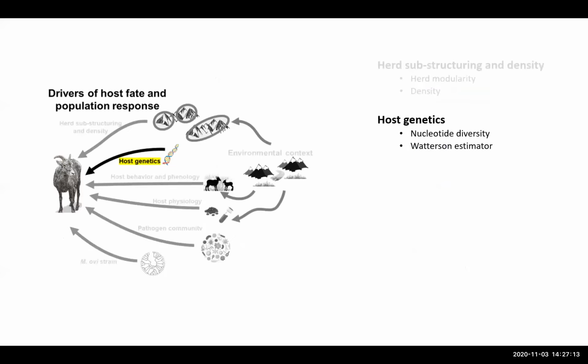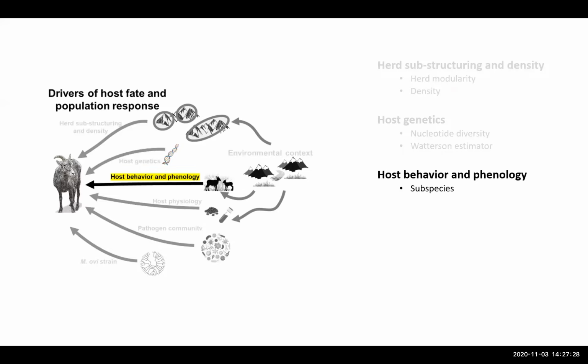Next, we looked at host genetics. And for this, we're using nucleotide diversity and Watterson's estimator coming from Josh Janner's work. And these are basically just metrics on genetic diversity within a population.